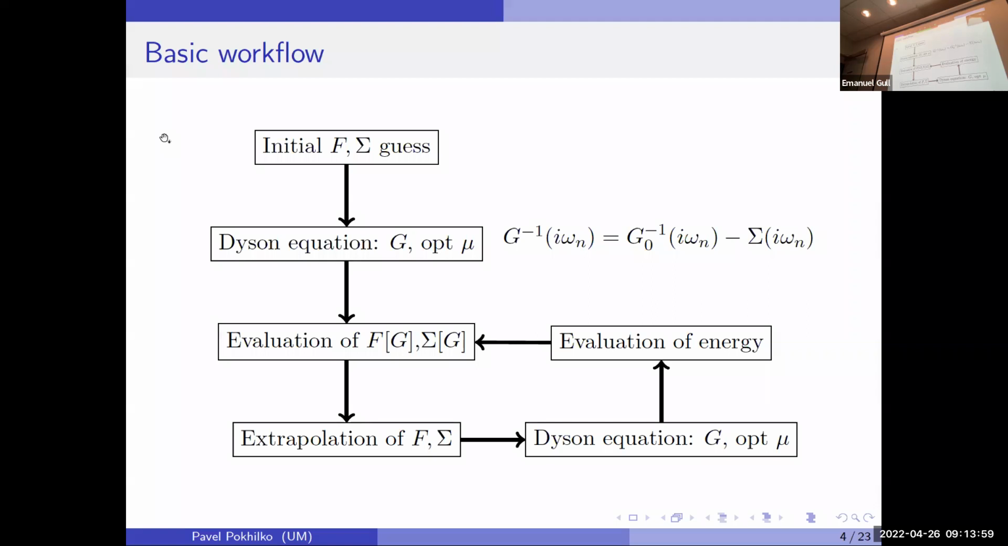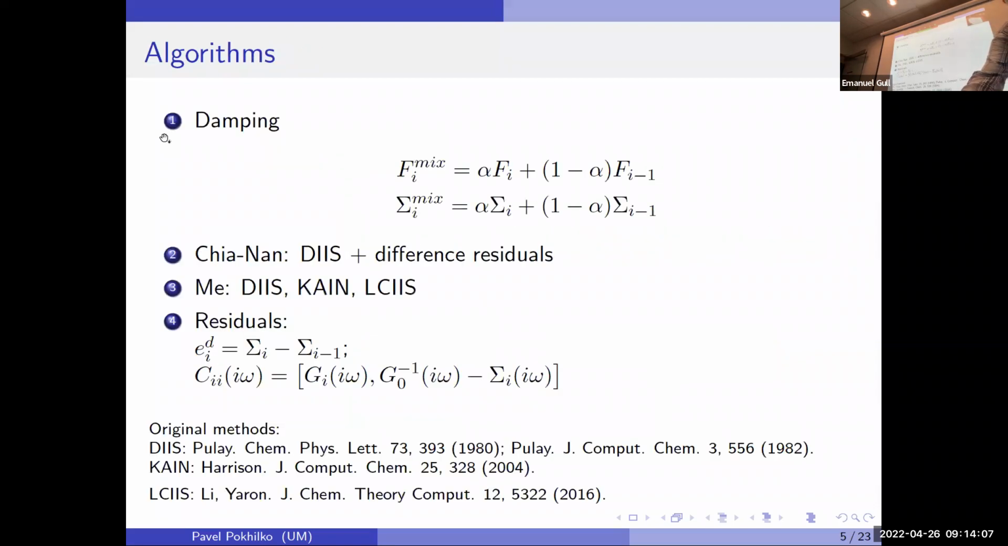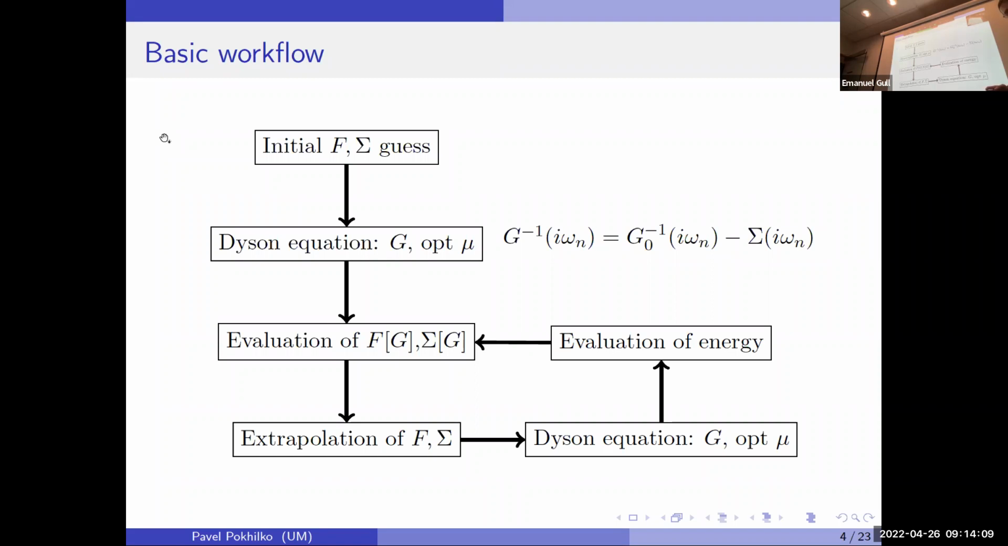And the purpose of my talk is to talk about the possibilities for extrapolation. Pavel, yes. Turn the camera just a little bit so that you can see it. This one. Okay. Yeah, I think now you can see it. Thanks. Okay.